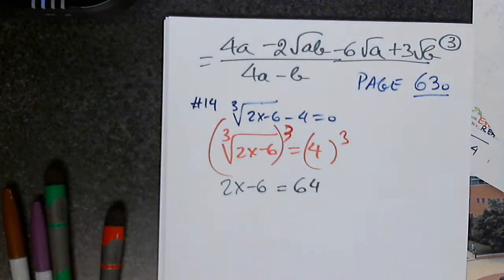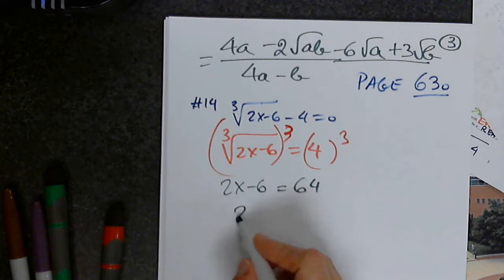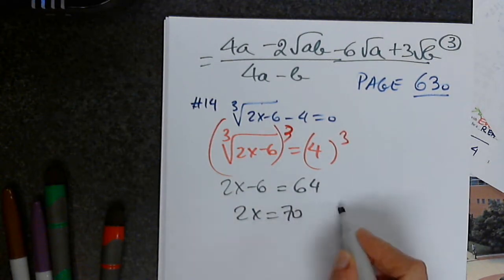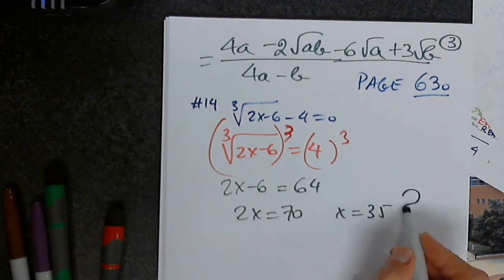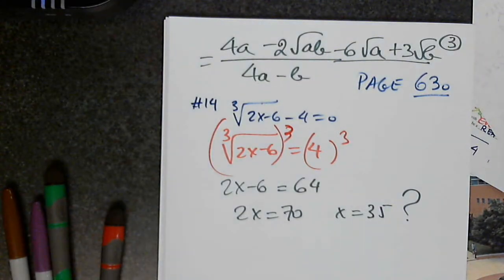Now this becomes what type of equation? Linear. I move 6, so I have 2x equals 70, so x equals 35. Of course, it comes with a question mark. Yes, I have to be honest with you. As long as the index is odd, solutions will work. Because odd indices create no problems. No problem inside, no problem outside, no problem, period.